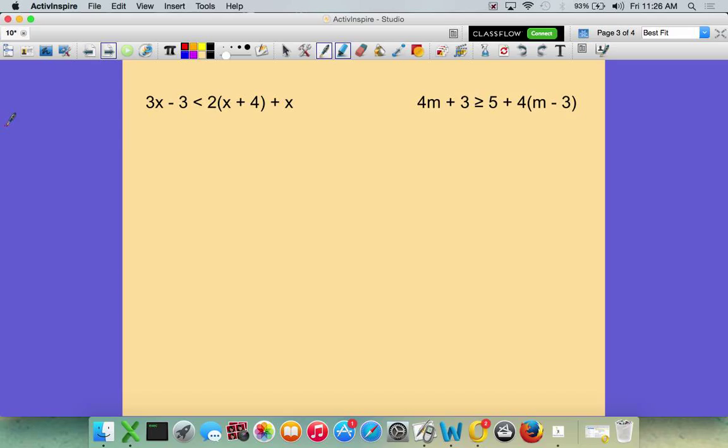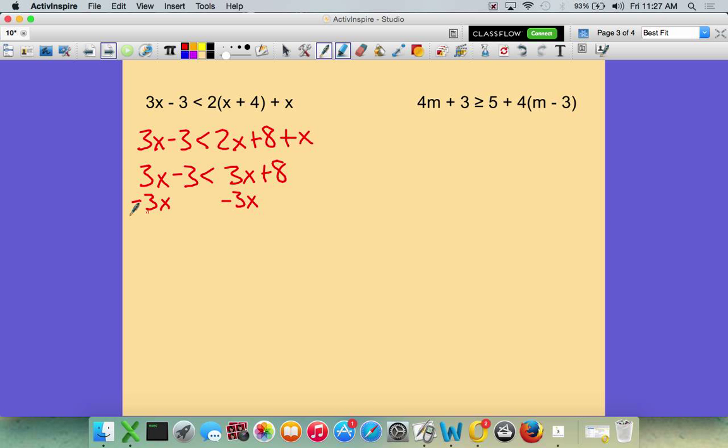For our next one, a little bit more complicated, but the same concept. 3x minus 3 is less than 2 times something, so we've got to distribute the 2. 2x plus 8 plus x. We've got to combine our like terms here. 3x minus 3 is less than 3x plus 8. We have a problem here now, because if we were to combine our x's, they go away. So what do we do?